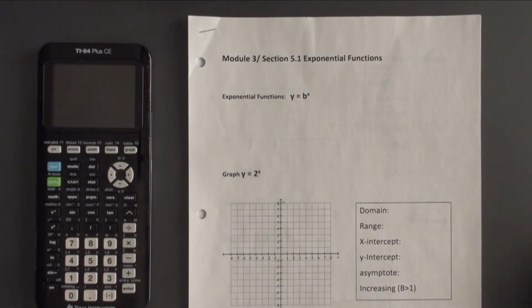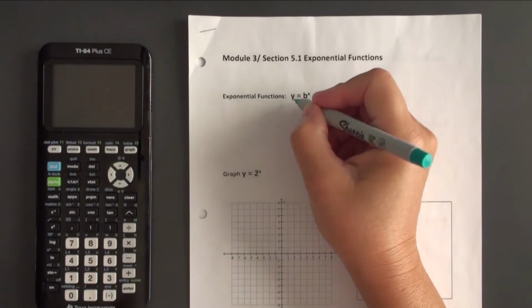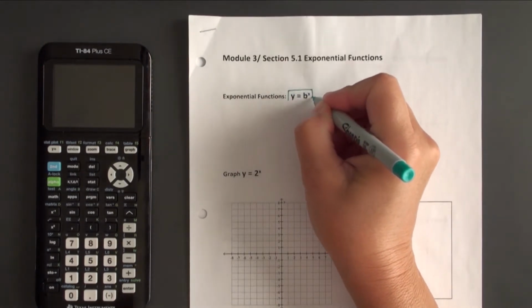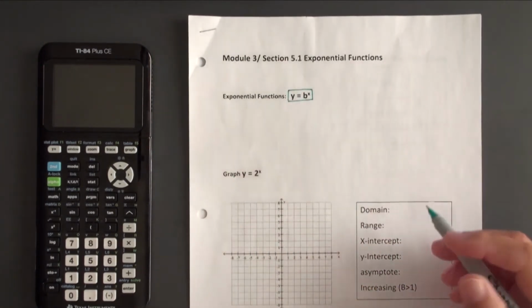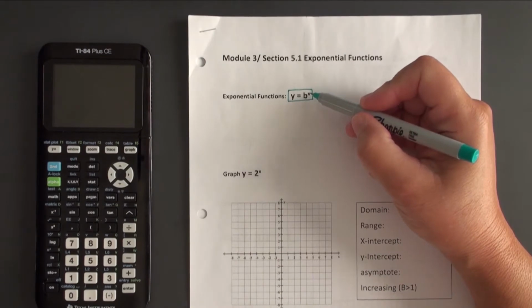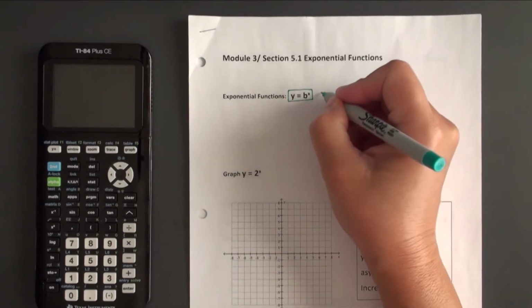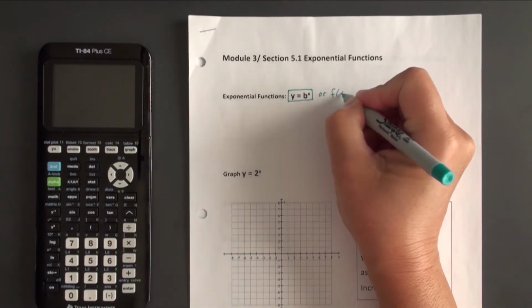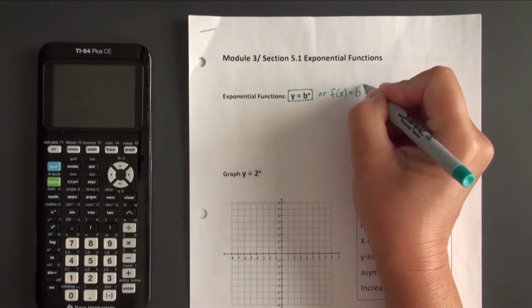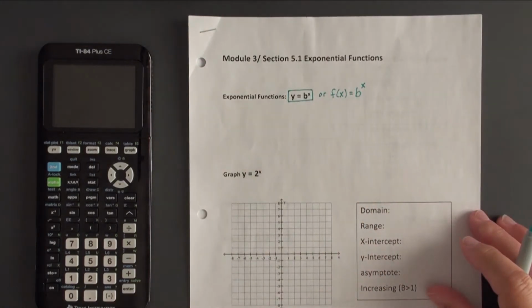We will begin by discussing the topic exponential functions. An exponential function is of the form y equals b to the x power. So this x is an exponent. Or you could say f of x equals b to the x power.